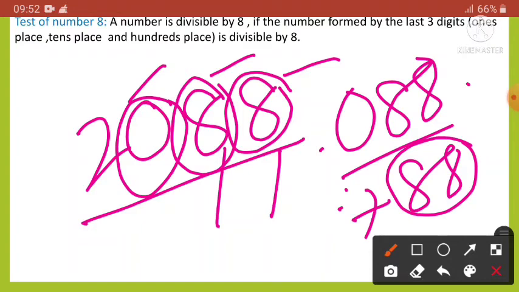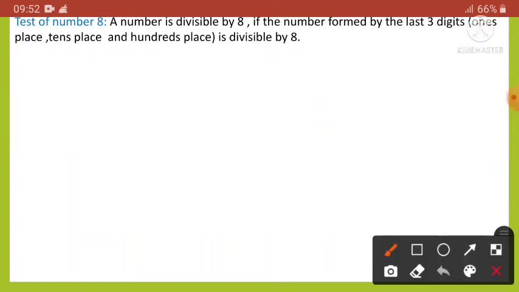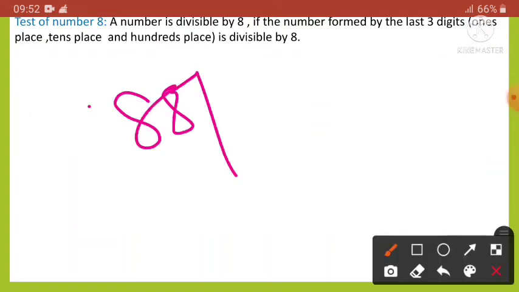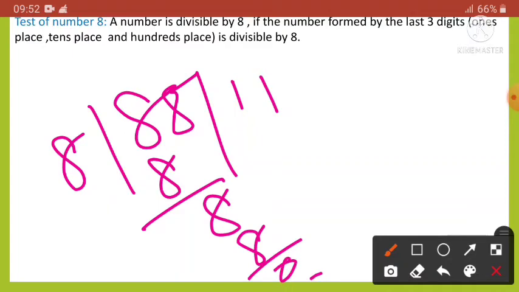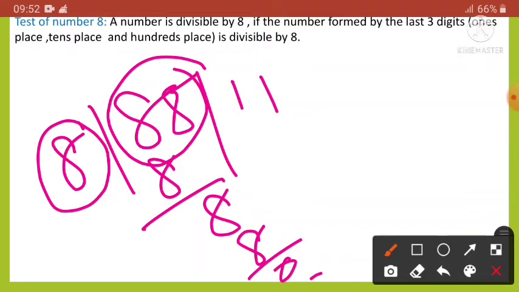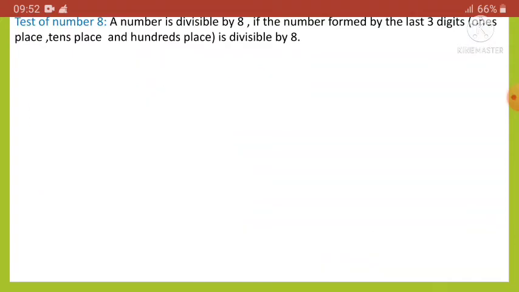If we divide 88 by 8, we can easily get the remainder 0. That means 88 is exactly divisible by 8. So by applying this process, you can check the divisibility test of the number 8.